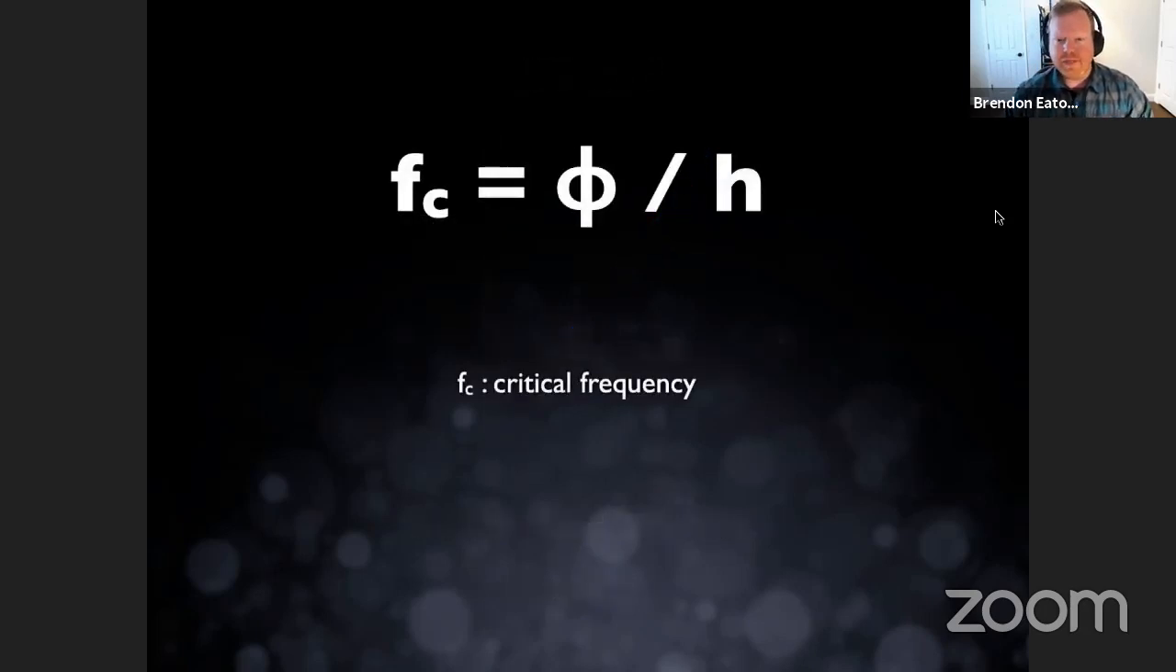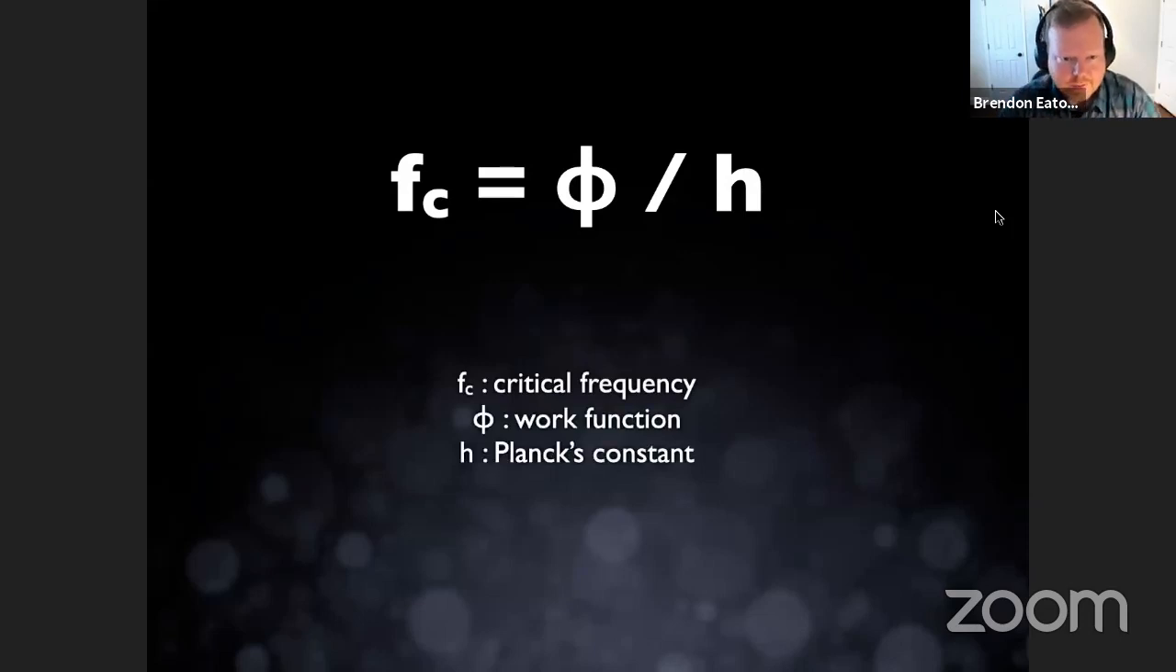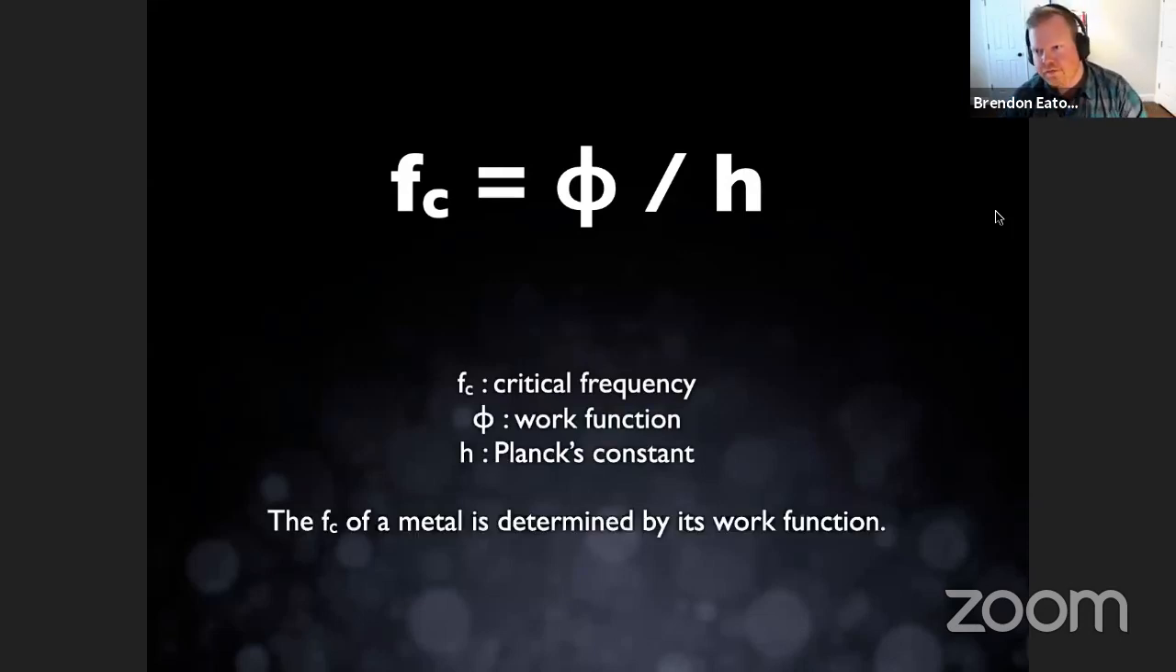And here's our big equation that you probably want to take a screenshot of. So again, it says the cutoff frequency is equal to the work function divided by Planck's constant. And the f sub c of the metal is determined strictly by its work function. Again, that's how much energy it takes to actually eject the electron.